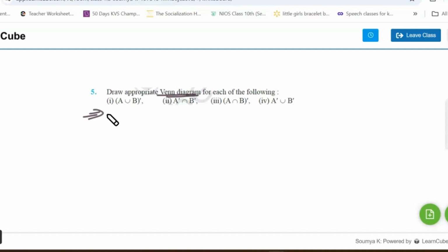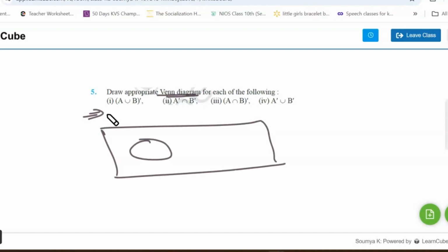So consider this is the diagram that you have. In this rectangle you have two sets, that is A and B. This is the A set and this is the B set. If this is the diagram of A and B sets, A union B will be this whole thing, everything inside A and B.